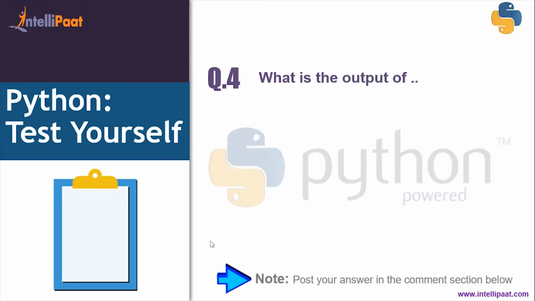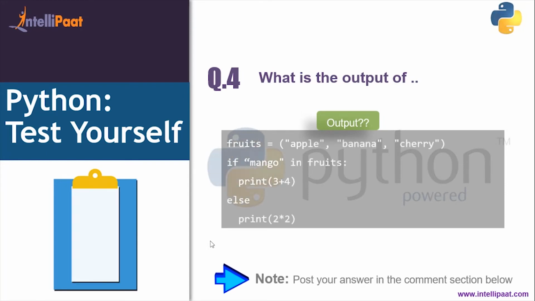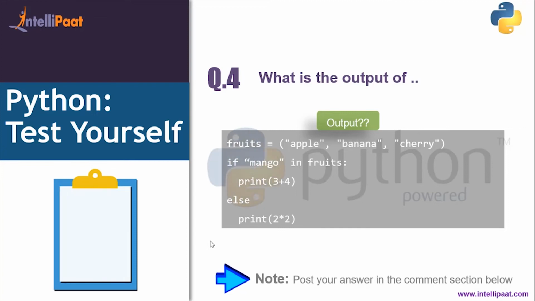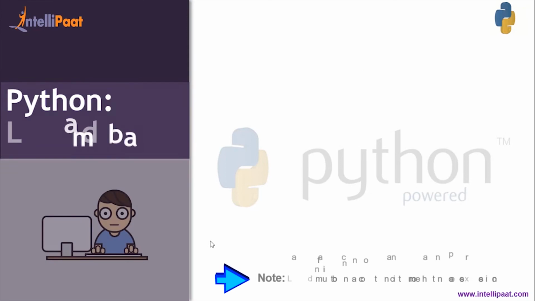Similarly, we have the fourth question. What is the output of fruit? We have a tuple up here, fruit equal to apple, banana and cherry. If mango in fruit, then print 3 plus 4, else print 2 into 2. Again, print the output of the following code in the comment section below with the question number.